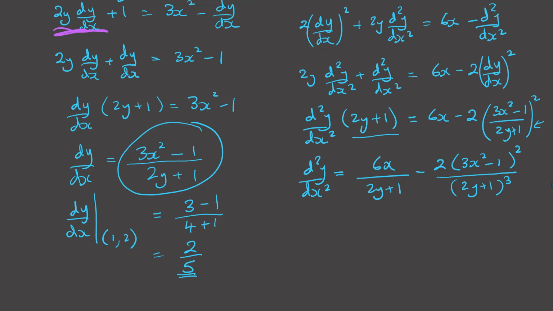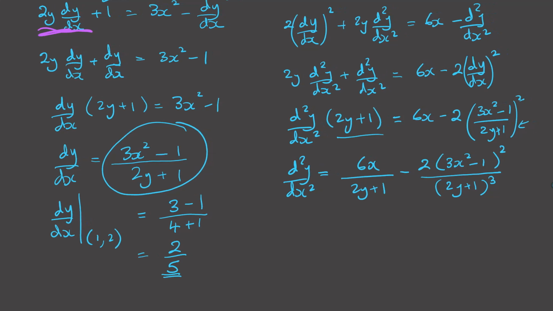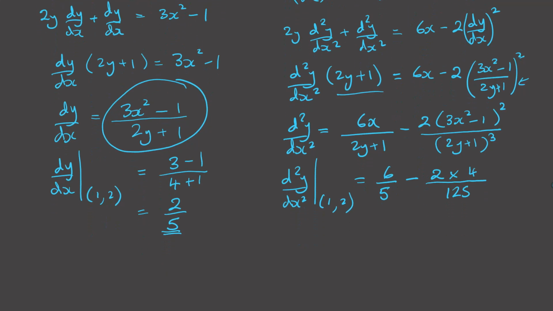Now, we could try simplifying that. I am not going to worry about that. We now want d²y/dx² at (1, 2). So that is going to give me 6 over 5. Take away twice, so if x is 1, we've got (3 take away 1) squared, so times 4, divided by 2y plus 1 is 5, cube that is 125.